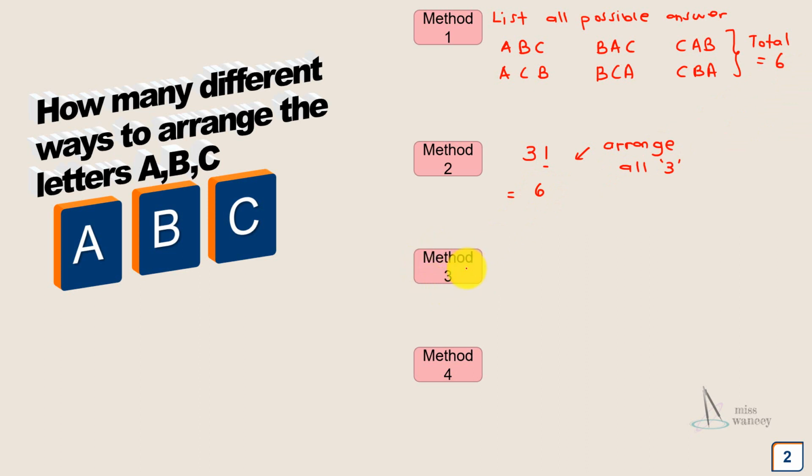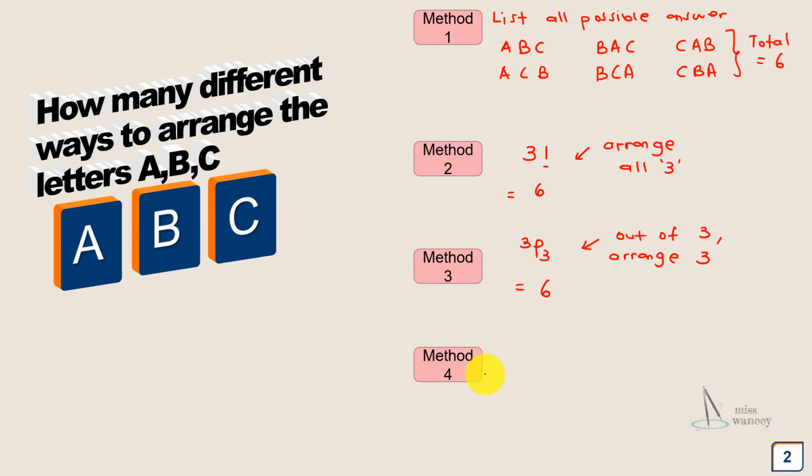So the third method, since you know that you have 3 letters and you actually have 3 positions for them, you can use 3P3. What we mean here is that out of 3, we are going to arrange 3. So out of 3 over here, we want to arrange 3. So we can also use 3P3. So this is also equal to 6.